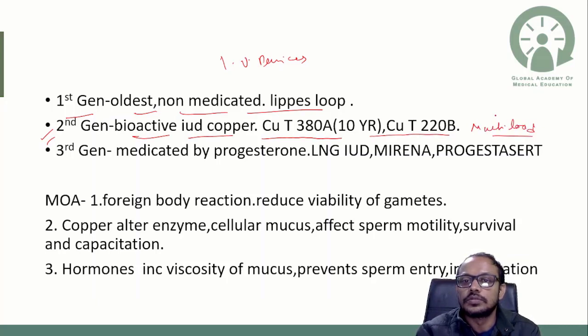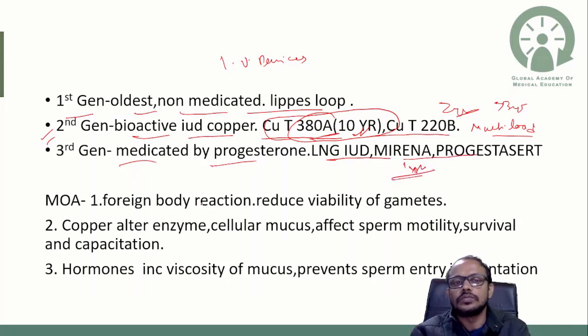Okay, so some have availability of more than 3 years, more than 1 year, more than 2 years, but these 380As can be in place for up to 10 years. So longest is here. Okay, third generation is medicated by progesterone. For LNG, Mirena, this can be implanted for 1 year. Okay, so this is about the first, second, third generation IUDs.